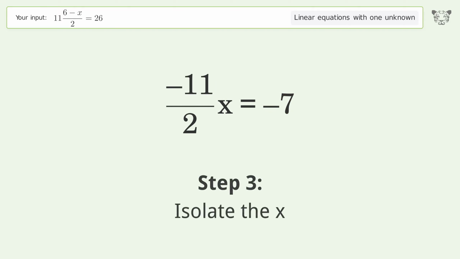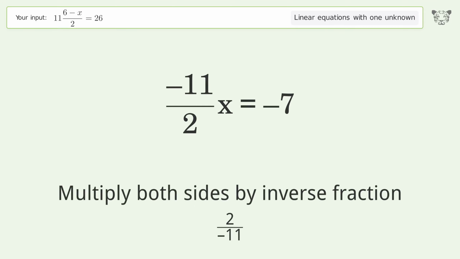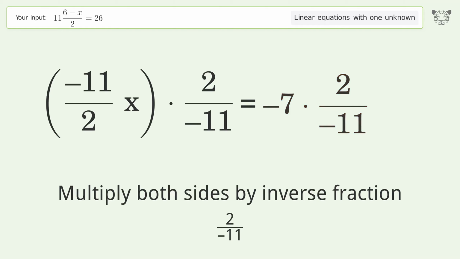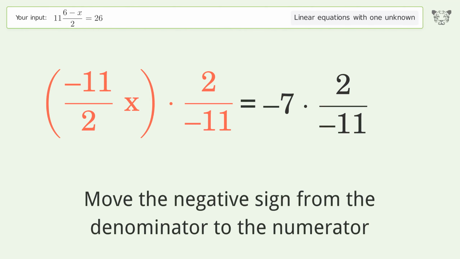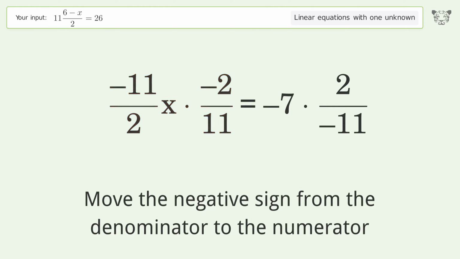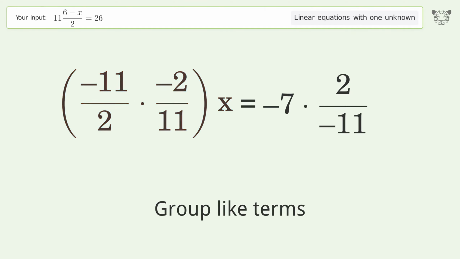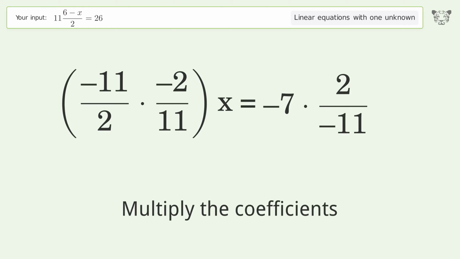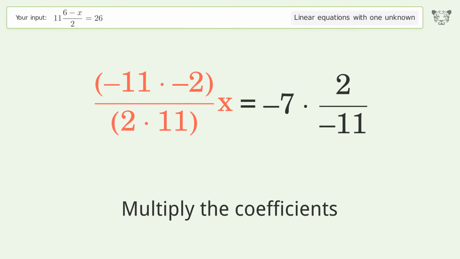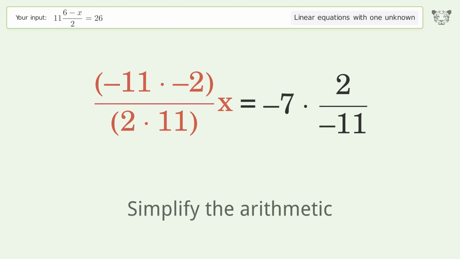Isolate the x. Multiply both sides by inverse fraction 2/11. Move the negative sign from the denominator to the numerator. Group like terms. Multiply the coefficients. Simplify the arithmetic.